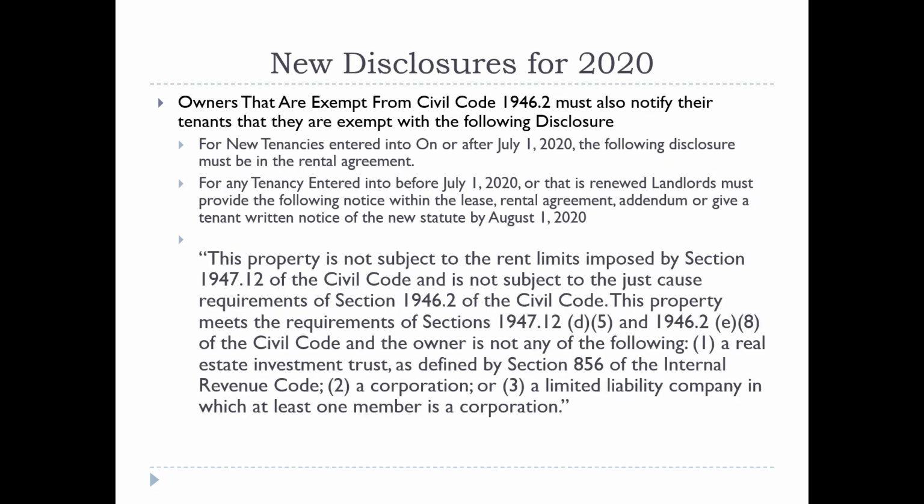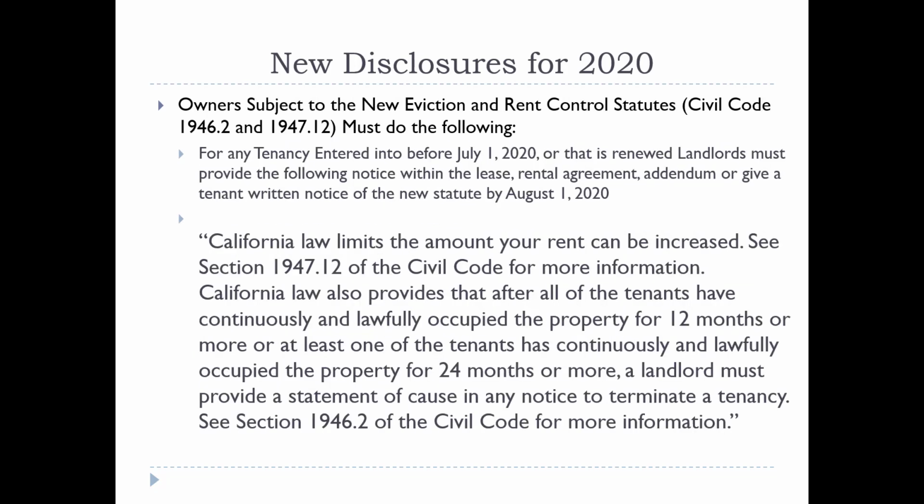Now for existing tenancies that are in play, I'm sorry, I made a mistake. For existing tenancies or tenancies that are going to renew or that were entered into before July 1st of 2020, you have to provide this disclosure to your tenants by August 1st, 2020, either in the renewal of the lease, an addendum to the lease, or you've got to provide written notice informing tenants that California law, this fancy 1946.2 statute, is going to apply to you, and you have all of these protections, and you have to give the disclosure verbatim as in the quotes below. Okay?